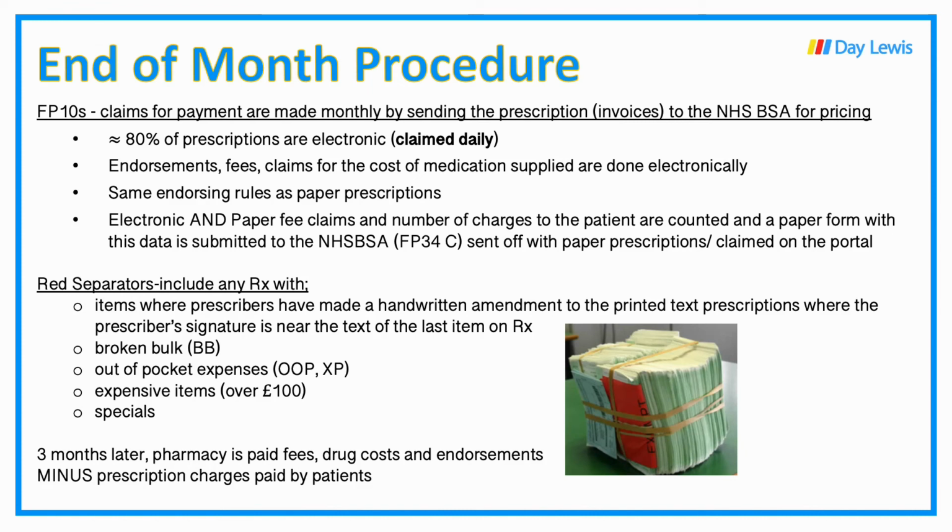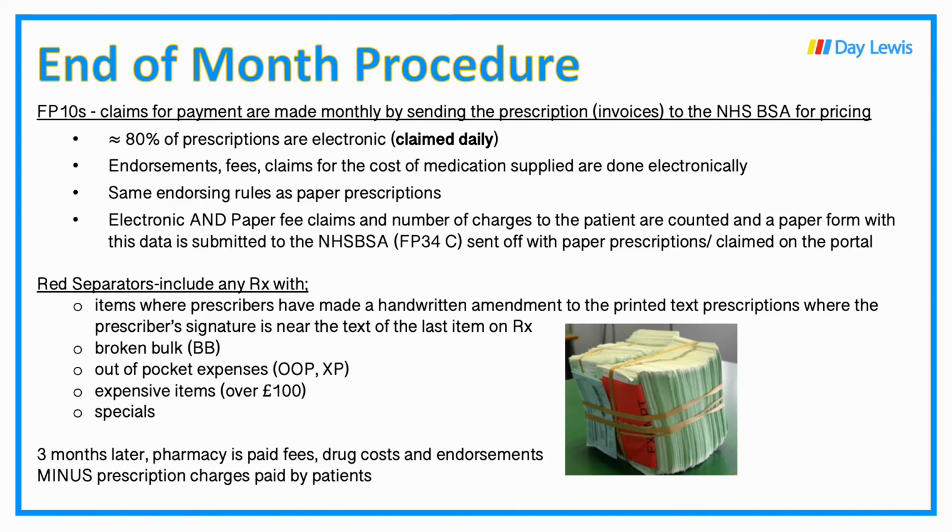But luckily now more than 80% of prescriptions are electronic. As the item has been given out, the prescription will be scanned to be claimed, and the claim would automatically be sent to the NHS BSA, usually done on a daily basis. All of the endorsements and the fees and any cost of the medication is all done electronically, and all of the same endorsing rules apply as the paper prescriptions we've taught you. It would all just be done on your electronic PMR system.